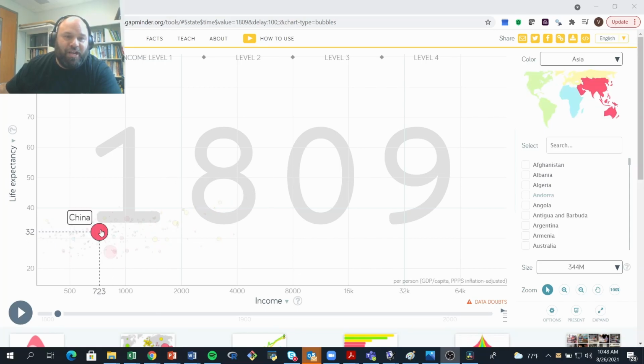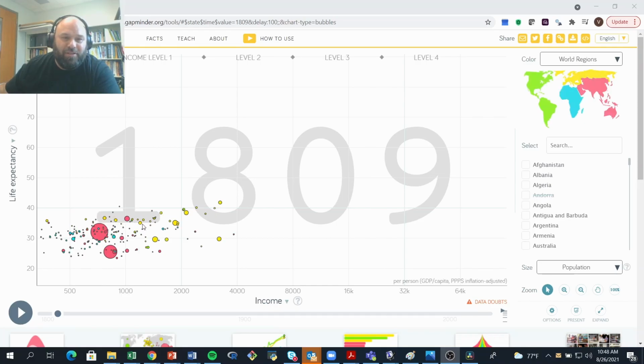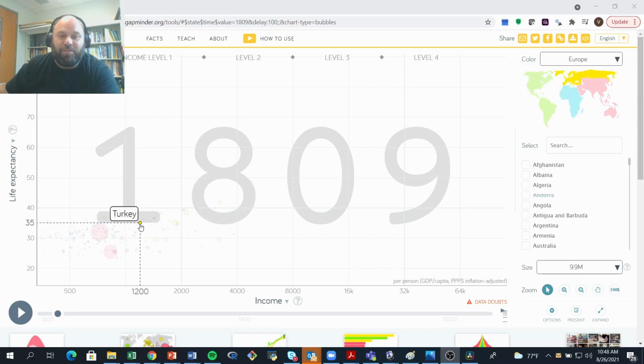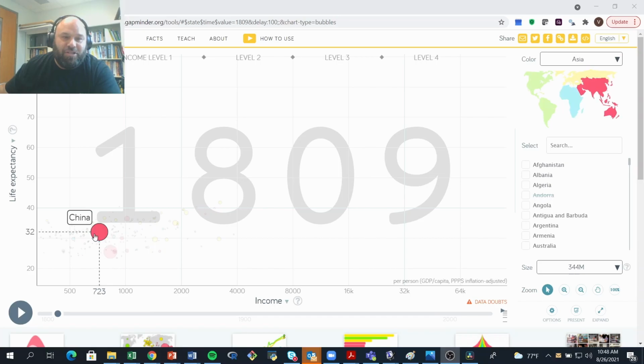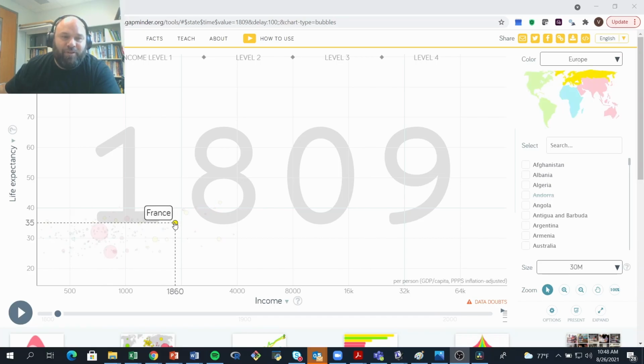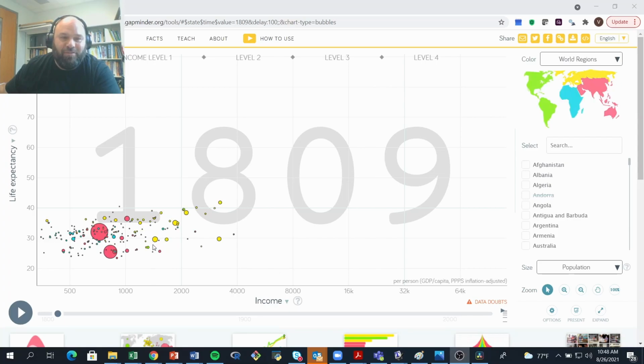So the bigger bubbles, like China, represent a country with a large population, and smaller bubbles, like what do we got here? Turkey, represent a smaller population. In addition, we've got colors. We're using color to represent region. So China is in Asia, whereas France is in Europe, as is Turkey, the smaller one I looked at before, and Spain. You can see over here on the right, Asia is the pink, yellow is Europe and Russia, blue is Africa, and green is the Americas. That was how they divided that up.